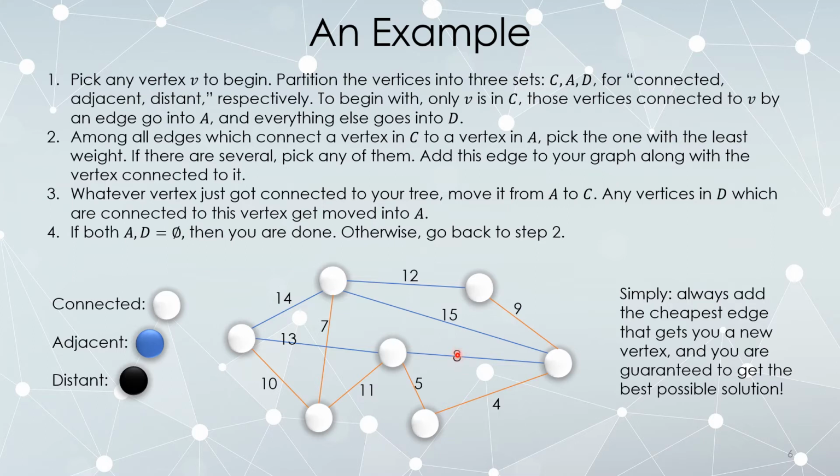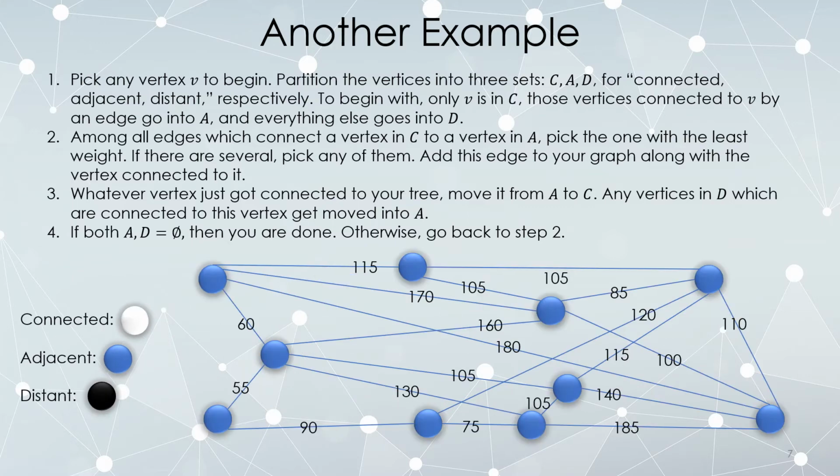We're trying to make trees, which means we don't want to form loops. Okay, so only look at edges going from your connected set to your adjacent set. Pick the cheapest one, and you're always going to get your minimal spanning tree. So let's try it again.